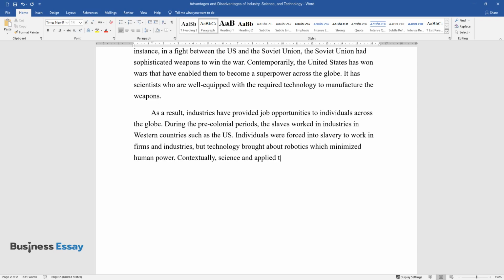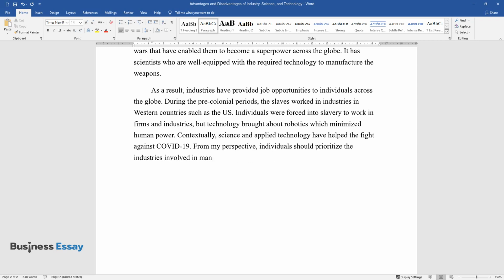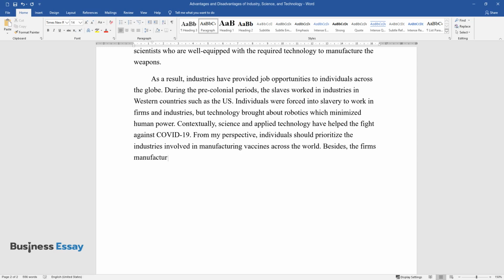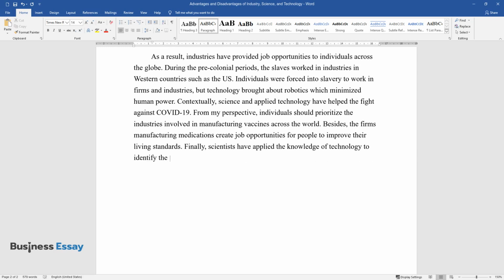Contextually, science and applied technology have helped the fight against COVID-19. From my perspective, individuals should prioritize the industries involved in manufacturing vaccines across the world. Besides, the firms manufacturing medications create job opportunities for people to improve their living standards. Finally, scientists have applied the knowledge of technology to identify the physical and chemical components of space.